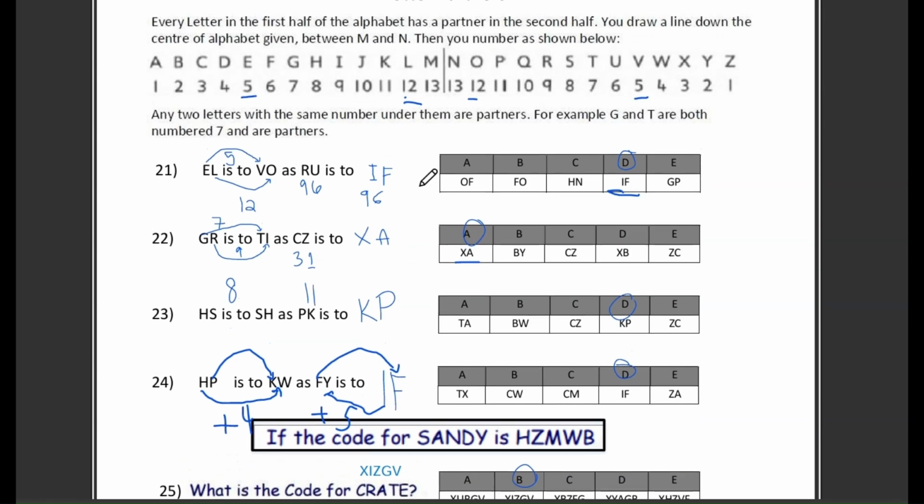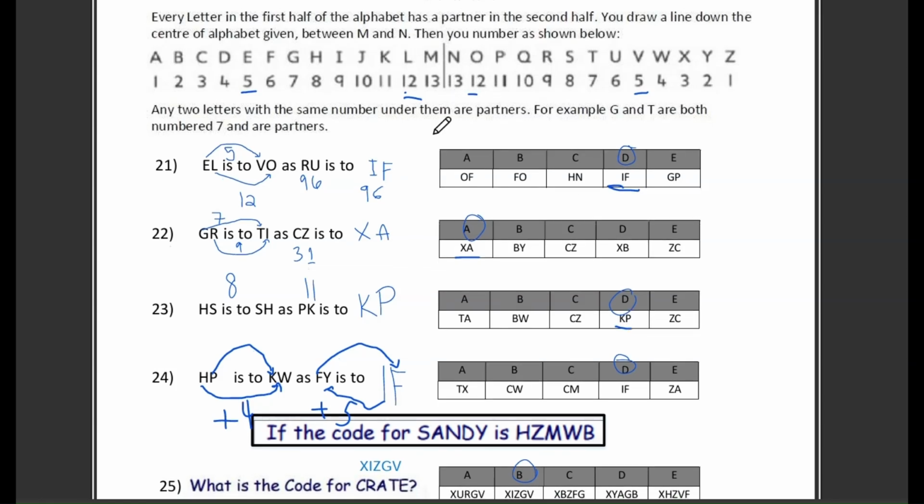Question 23. All right, question 23, we have a pair of letters, HS, and they become SH. PK becomes what? Let's check the options, and we see the correct answer is D, KP. The pattern here is that the letters in the pair are just swapped, but according to the matching system we saw before. So since HS becomes SH when swapped and matched using our pairing system, PK becomes KP following the same rules. Any questions so far?